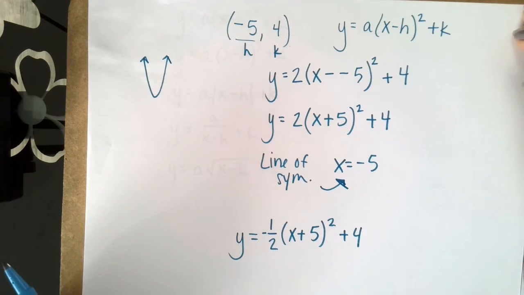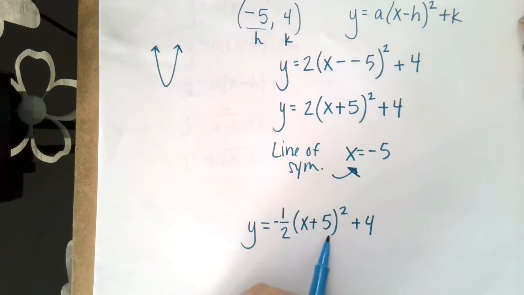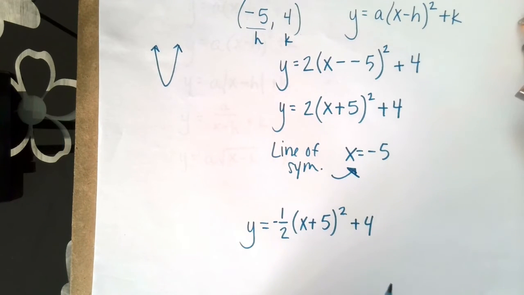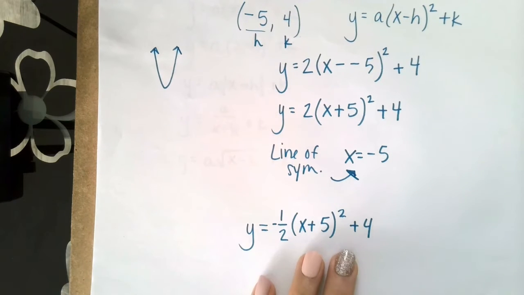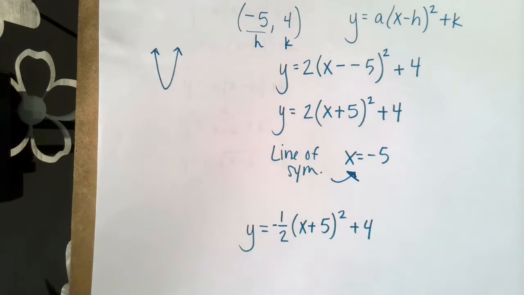Now, my line of symmetry in this case doesn't change because my h and k values stayed the same. So my line of symmetry is still at x equals -5. So for the last part, they want us to move this parabola 7 units to the right and 8 units down and stretch it vertically so that it's thinner than the original parabola.